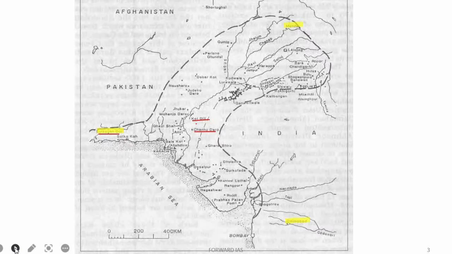Here's the detailed map of Indus Valley Civilization. Important places are marked here, like the boundaries, and important places like Mohenjo-daro, Kotdiji, Chanhudaro, Sutkagendor, Dholavira, etc. These places are very important for the examination. Its location can be asked, and the rivers flowing through these particular regions can be asked.